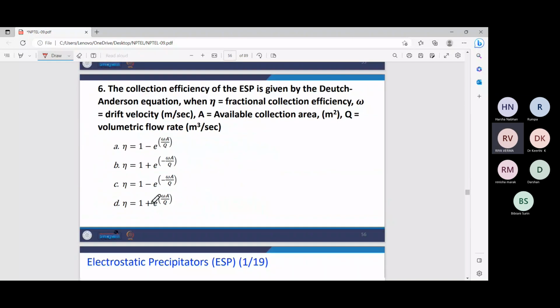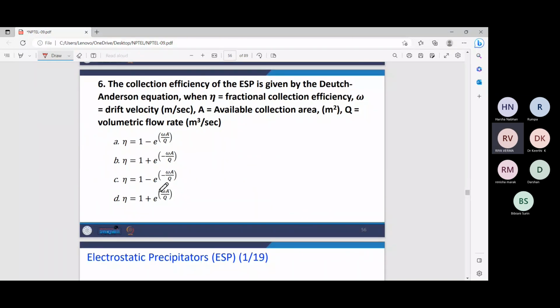Okay, so this is a question on the collection efficiency of the ESPs. These are the terms, where eta is the fractional collection efficiency, omega is the drift velocity in meters per second, A is the available collection area in meter square. This is the collection area of the plates. And Q is the volumetric flow rate in meter cube per second.